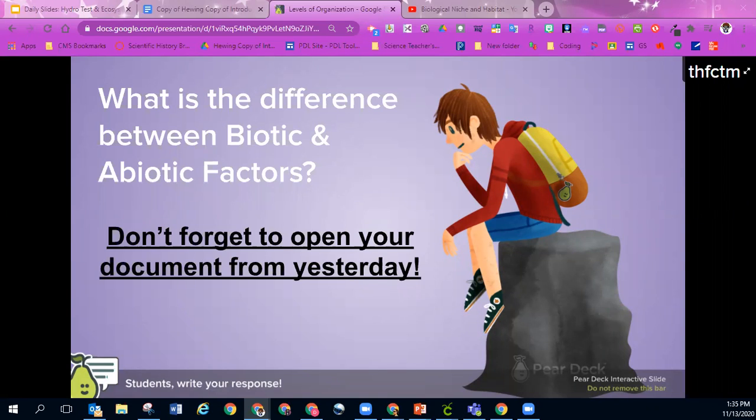A few people have gone a little bit more in depth and told us that biotics are like trees and animals and plants versus abiotic are things like wind and rain and rocks and mountains, which is very, very true. Good job, guys.